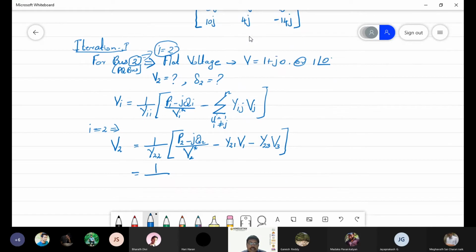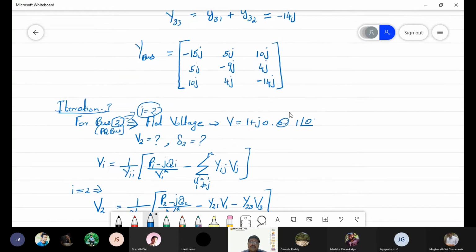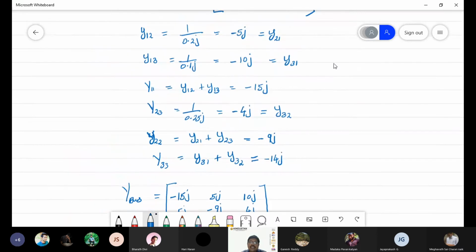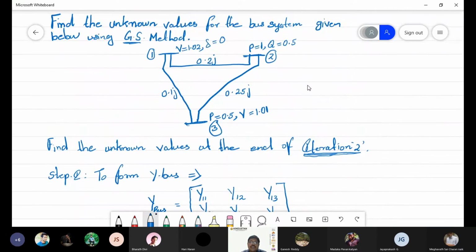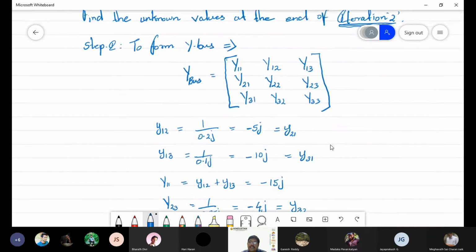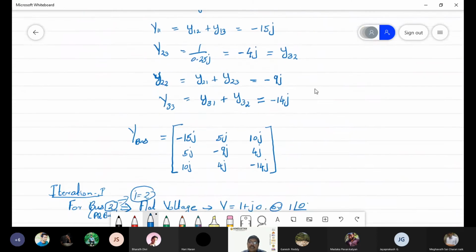So we can substitute that value, that is equal to minus 9j, and you can open the bracket. P2 and Q2 mean the values from the second bus. So you can see the bus where it is. Yeah, here for bus 2 the P value is 1 and the Q value is 0.5. That means P2 is equal to 1, Q2 is equal to 0.5, right? We are going to substitute the same.